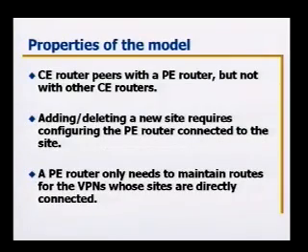So what are the properties of the model? CE routers will peer with PE routers, but not with other CE routers. So adding or removing a site requires configuring only the PE router connected to this site, instead of configuring a bunch of other non-related sites. And we'll see later on that the PE router only needs to maintain routes for the VPNs whose sites are directly connected.